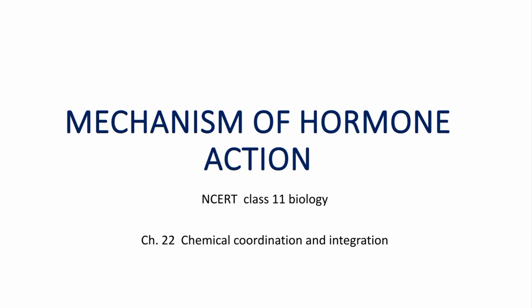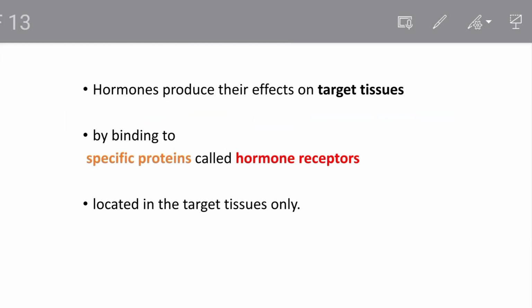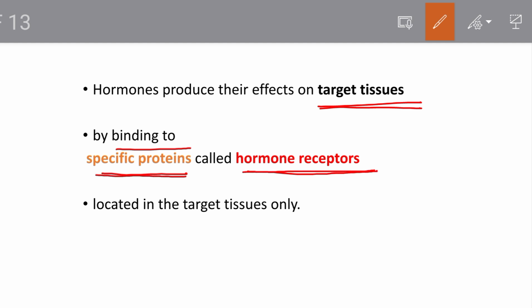Mechanism of hormone action. Hormones produce their effects on target tissues by binding to specific proteins called hormone receptors. The hormone receptors are specific proteins. Hormone receptors are located in the target tissues only.